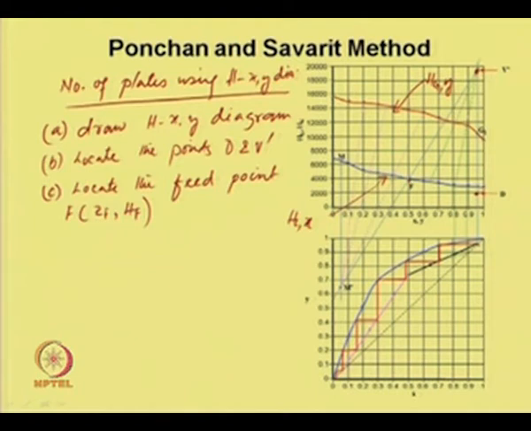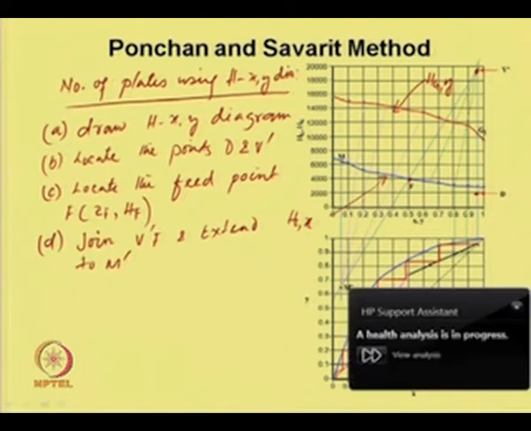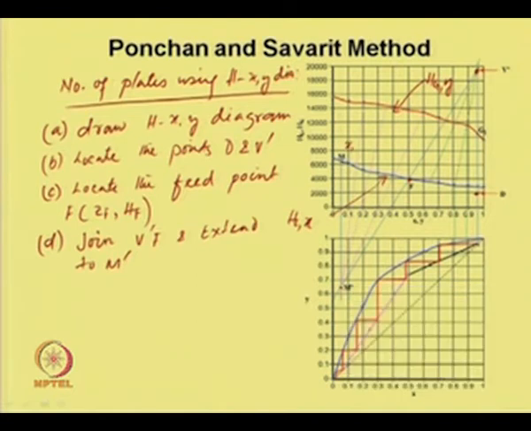Now join V dash F and extend it to M dash. The point M dash is based on the bottom composition, XW. You can draw a perpendicular line at point M downwards, and then we can extend the line V dash F to M dash.